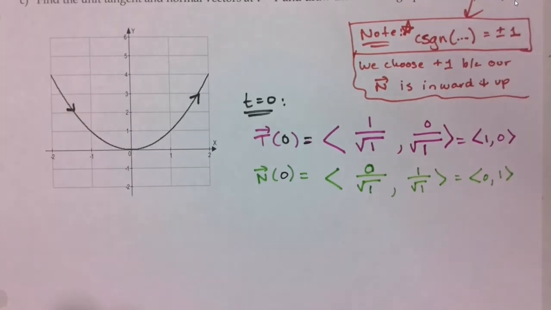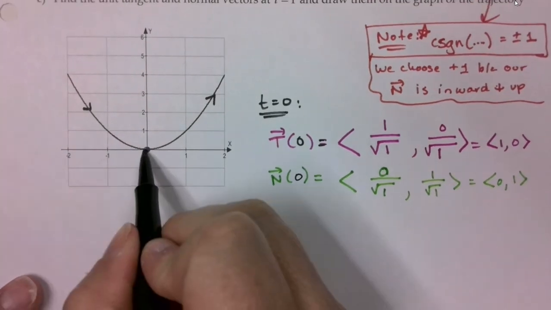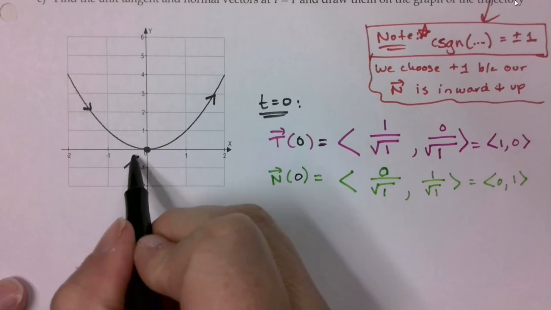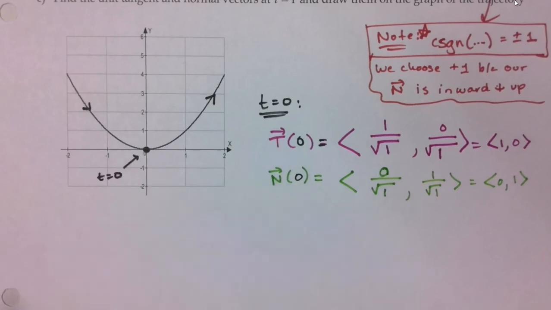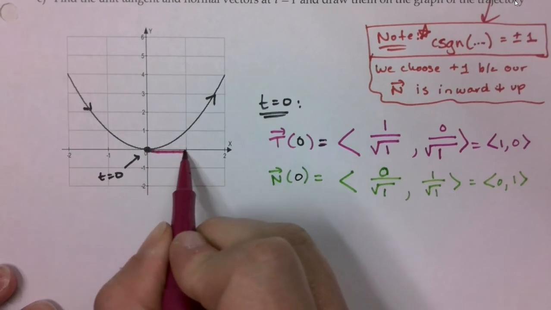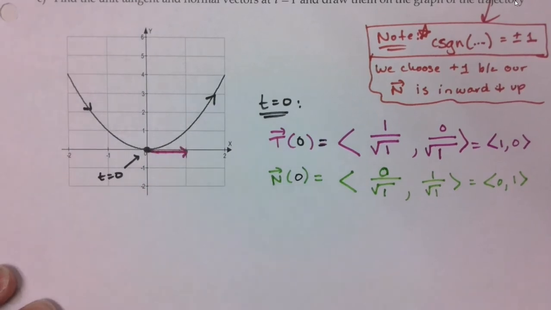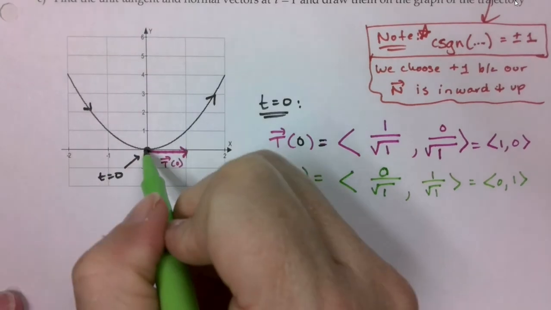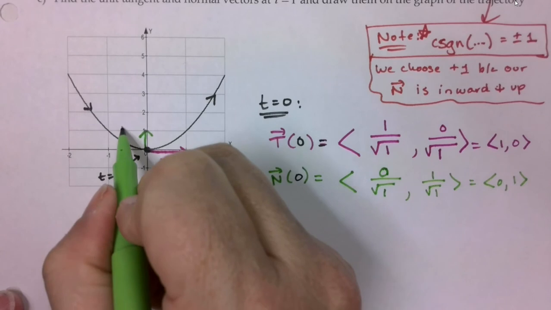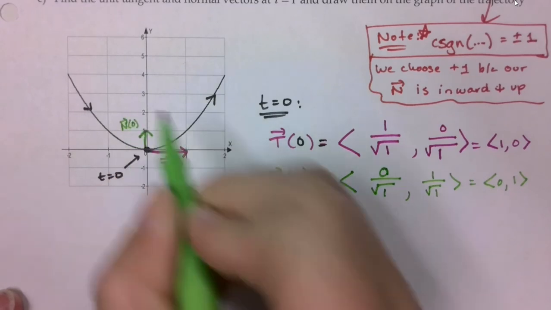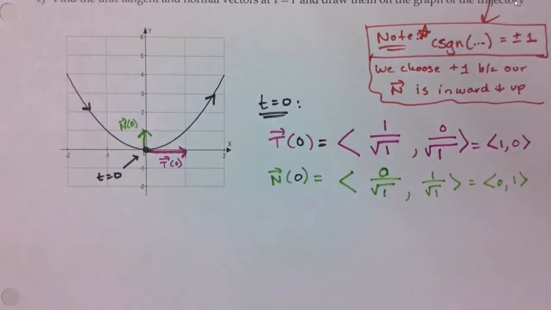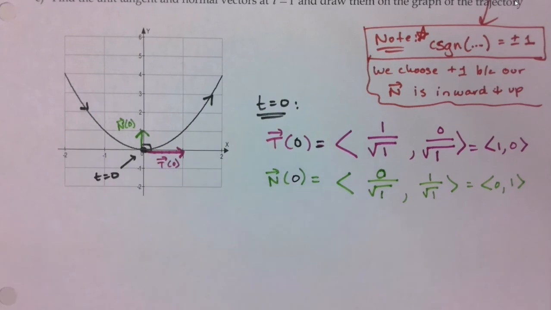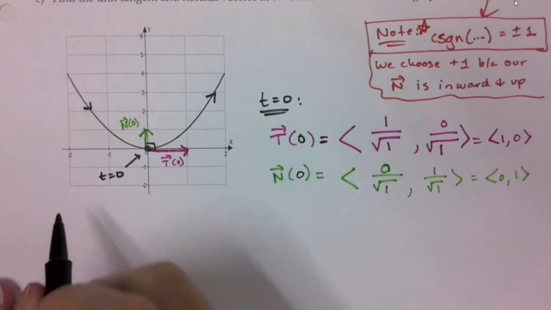Now, if you look at the point where t equals 0, which is right here, so there's t equals 0. It just makes sense. Your tangent vector is 1, 0, right? That's the tangent vector at 0. The normal vector at 0 is 0, 1. Notice they form a right angle, like that. All right, now what about t equals 1?